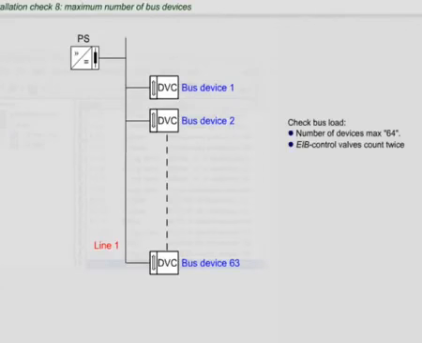Even if the maximum number of bus devices is connected to the bus line, the supply voltage must be sufficiently high, up to the last connected bus device. For this reason, the voltage must be measured at both ends of the bus line using a multimeter.